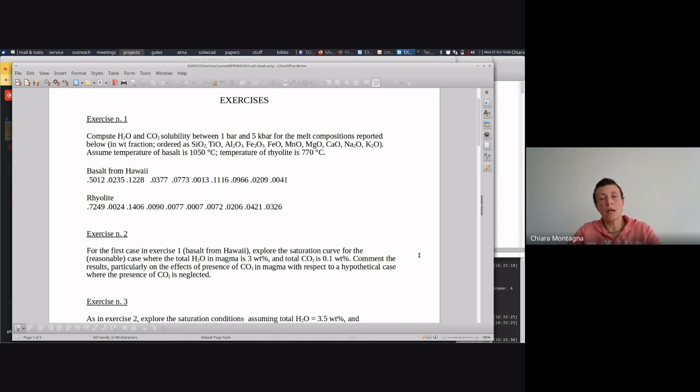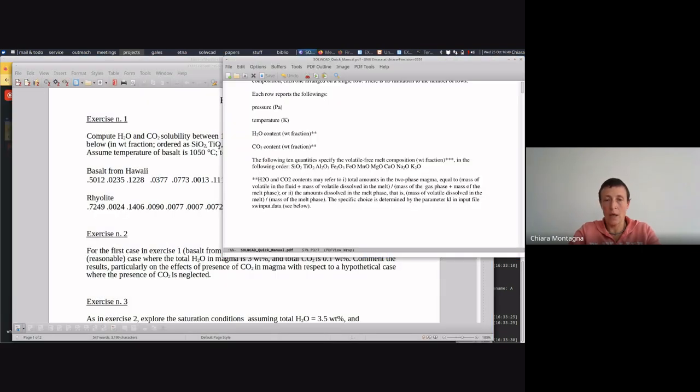The first exercise asks you to compute water and CO2 solubility from 5 kilobar to the surface for two different melt compositions as expressed here. Okay, so temperature is given, and the pressure needs to vary between 1 bar and 5 kilobars. So let's take a look at how we can solve these problems.